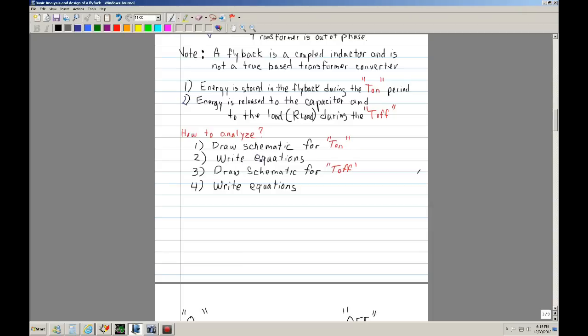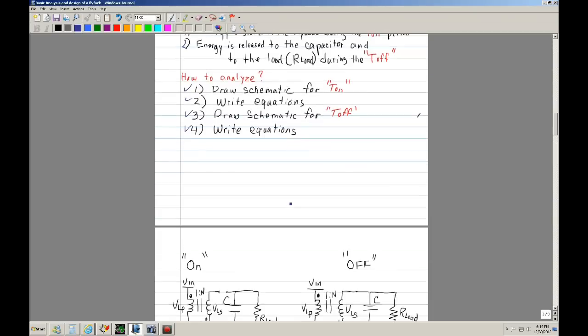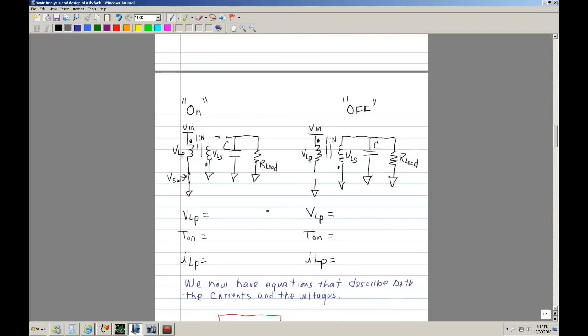Once you draw the schematic, you can write equations. Then you have to draw a schematic for the T-off interval. Once you have that schematic, then you can write equations for the T-off. So how do you do that? Well, let's draw the little schematic.